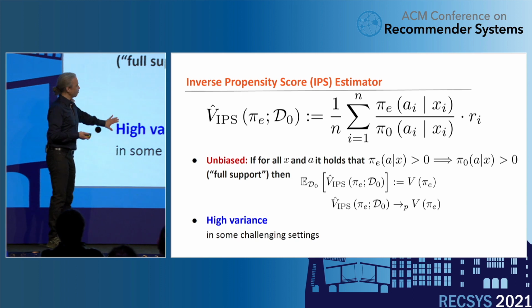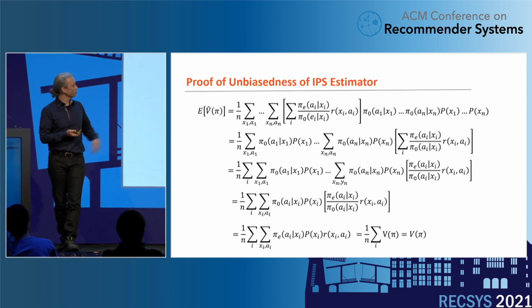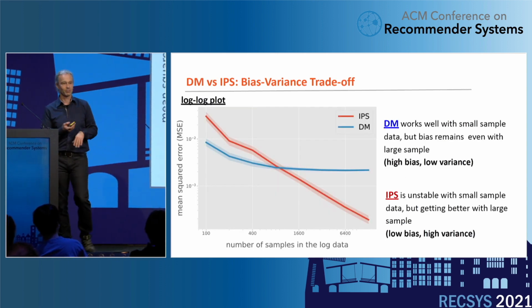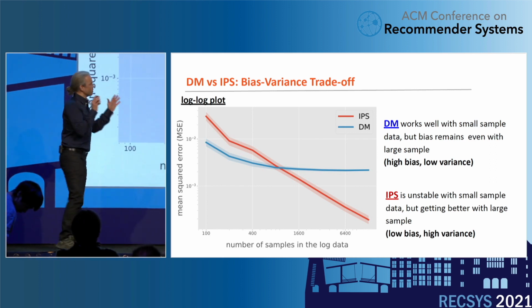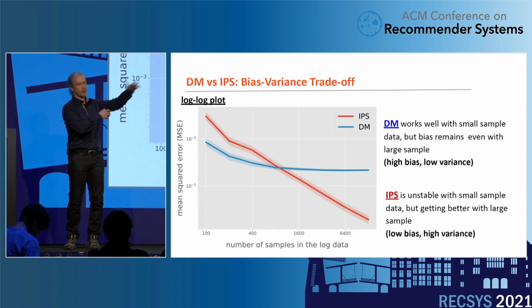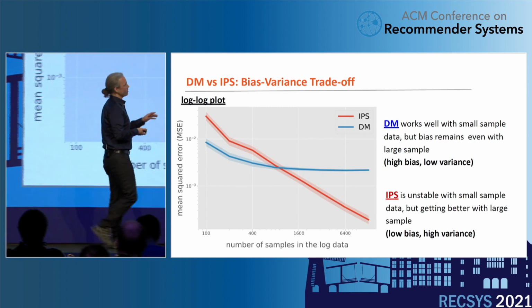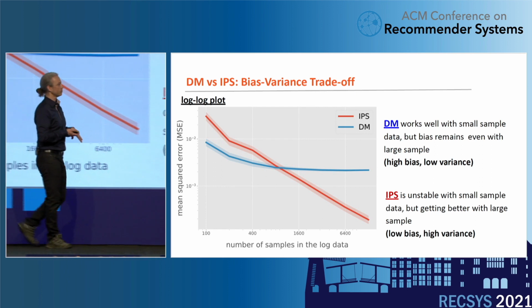But there still can be variance issues. And that's much of what we're dealing with. So this is just the proof that it's unbiased. You can go through it if you have ample time. We're not doing it here. So what does it mean? We have these two approaches. We have the model-based approach, which is often called the direct method, DM. And we have the model-free approach. It's the IPS method, or inverse propensity score weighting method.